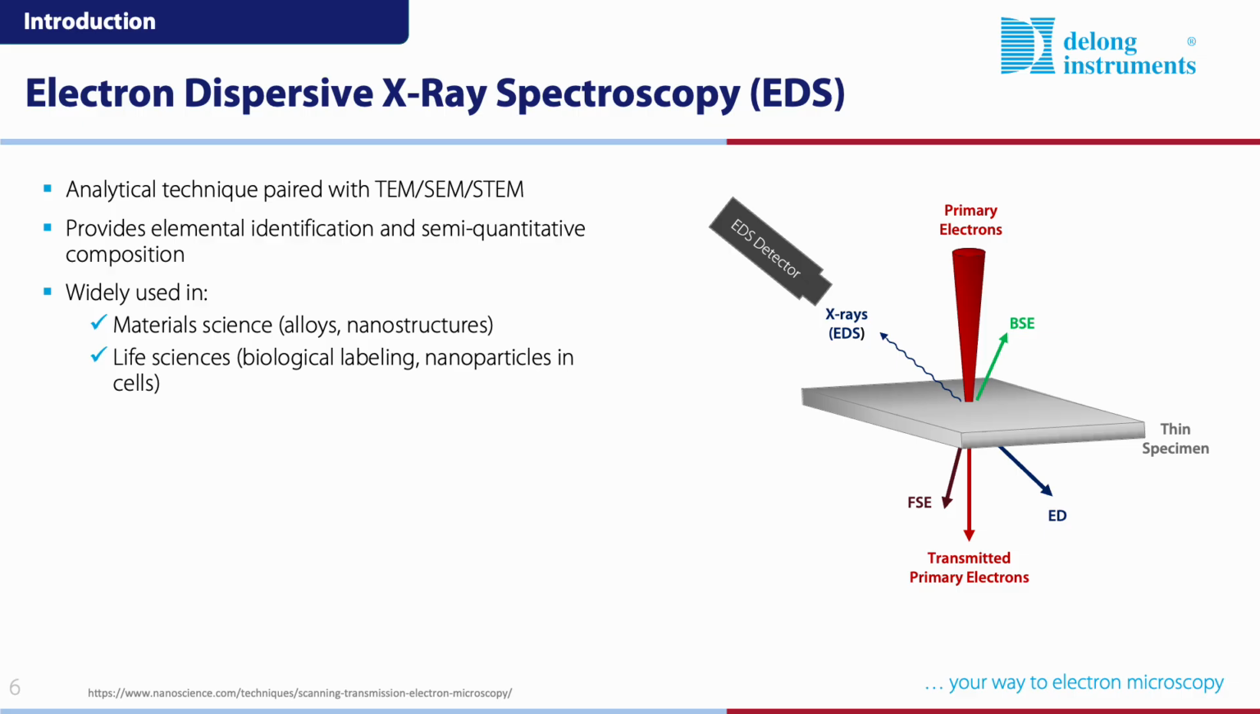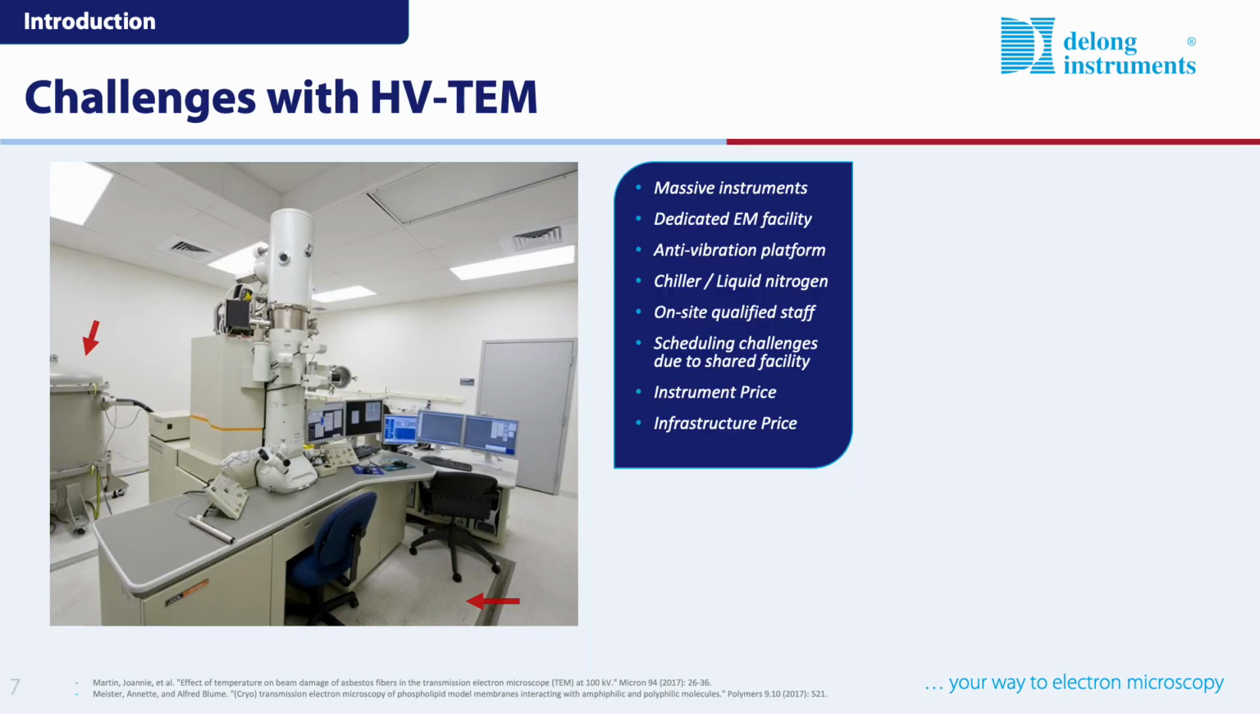Next, we have energy dispersive X-ray spectroscopy, or EDS. EDS is an analytical technique that can be paired with TEM, SEM, or STEM. It allows us to identify elements in a sample and even estimate their relative amounts. This makes it incredibly useful across many fields, from material science, where it's used for alloys and nanostructures, to the life sciences for applications like biological labeling or tracking nanoparticles inside cells.